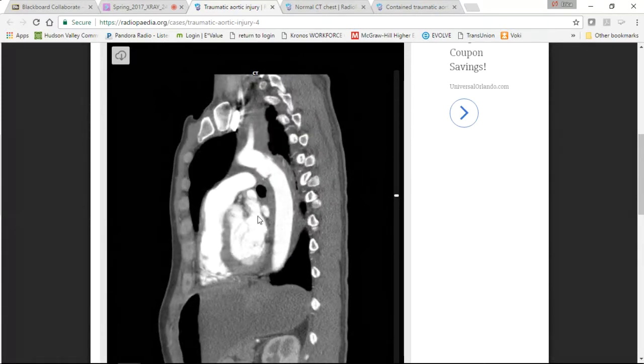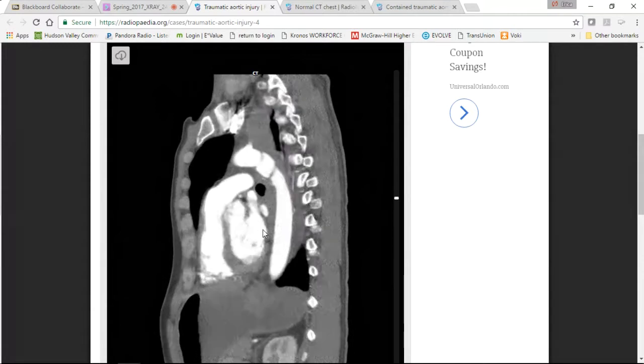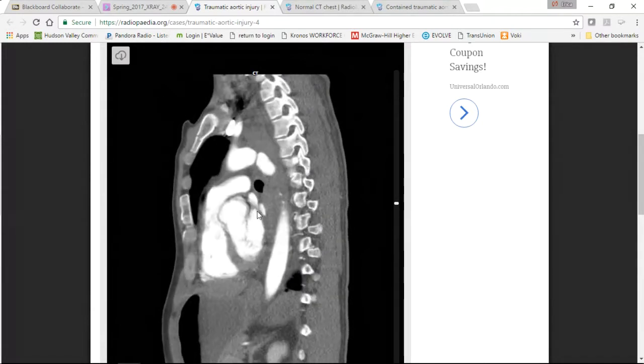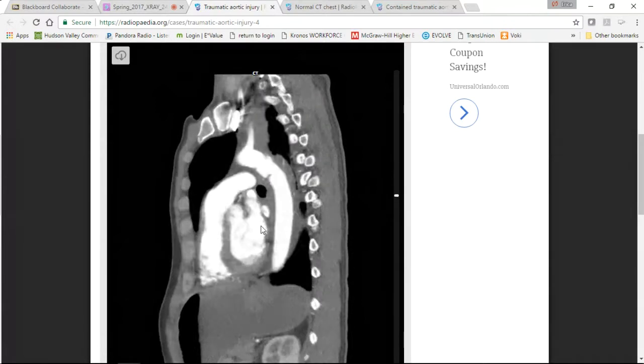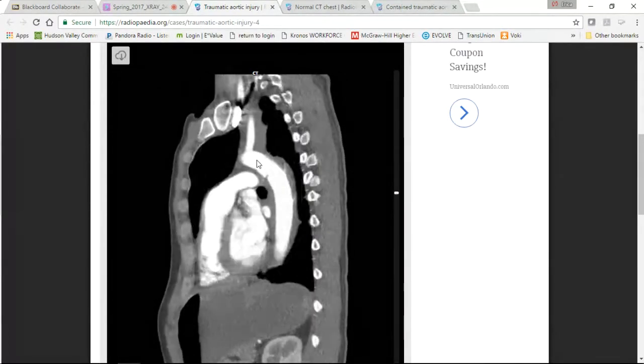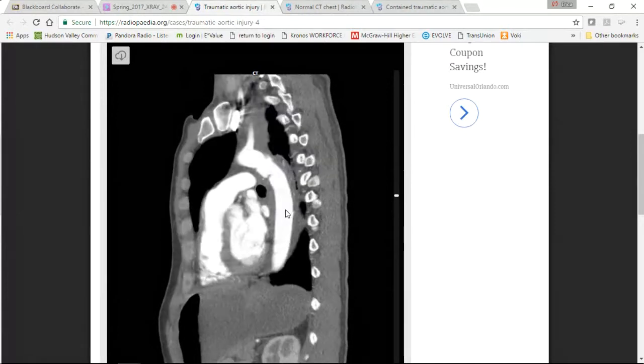That's your middle mediastinum. And then from the anterior body of the spine to the posterior pericardial area is the posterior mediastinal space, which basically has, for our purposes right now, the aorta, the descending aorta. Okay, so those are your mediastinal compartments.